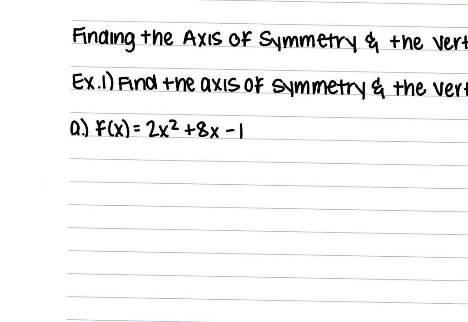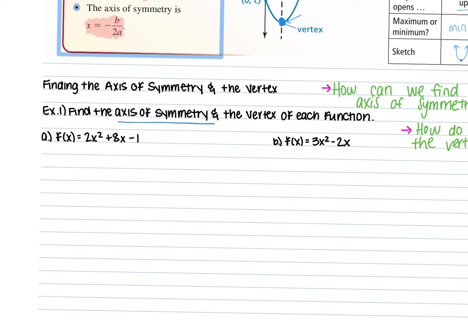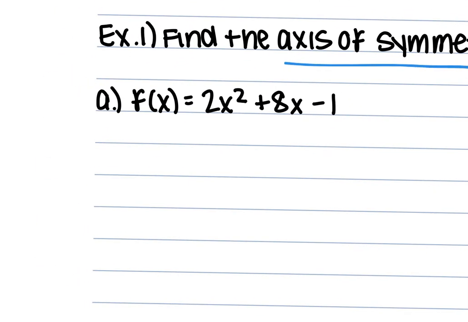So let's take a look at the first example. In this first example, all we're doing is finding the axis of symmetry and the vertex of each of these functions, okay? So for the first one, all we need to do is identify what's our A, what's our B, and what's our C? We've done like 1,000 of these types of problems. What's A here, guys? 2. What's B? 8. And C? -1. Okay, that's the first thing that you do.